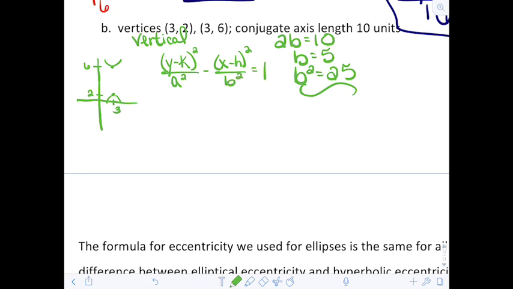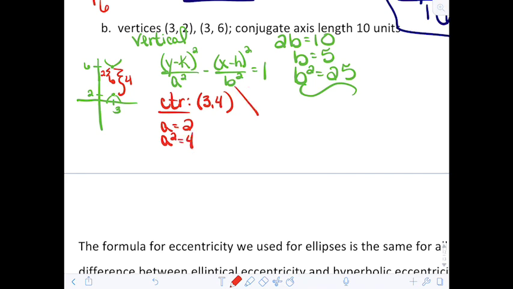Okay, so if I have my two vertices, I know that the center is somewhere right in the middle here. So my total distance is 4. So halfway is 2. So if I back down from 6 by 2 units, I'm at the center of (3, 4). So it's over 3 and up 4 is my center. My a value is 2, so a squared is then 4.